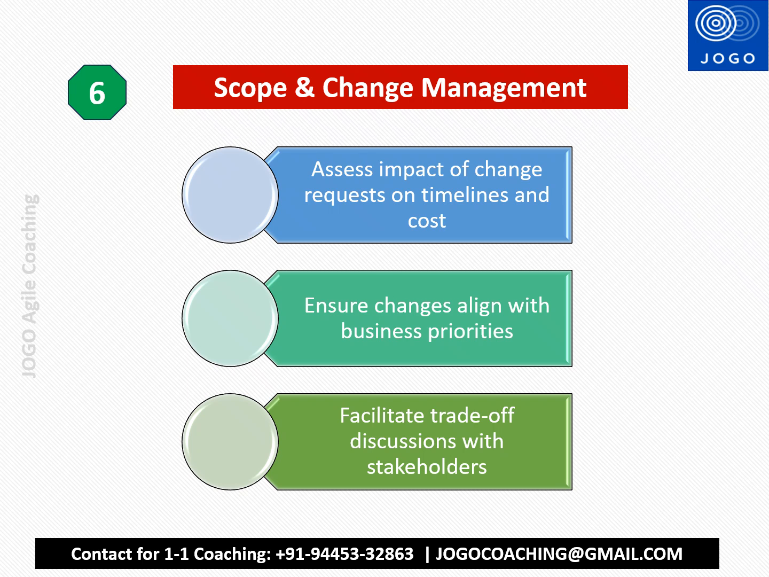Another activity is facilitating the trade-off discussion with the stakeholders. If some urgent things come, then the Agile PM will initiate the discussion to see what other things can be adjusted within the committed item. So these are all key activities done by the Agile Project Manager in terms of scope and change management aspects.